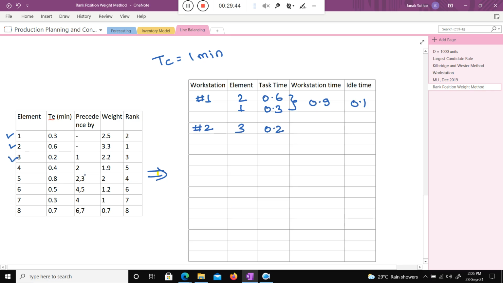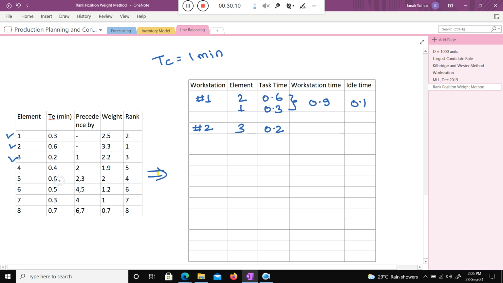Tick mark here, because it is already allocated. Now rank 4. Go to rank 4. What is the TE for rank 4? 0.8. Can I allocate 0.8 into workstation 2?